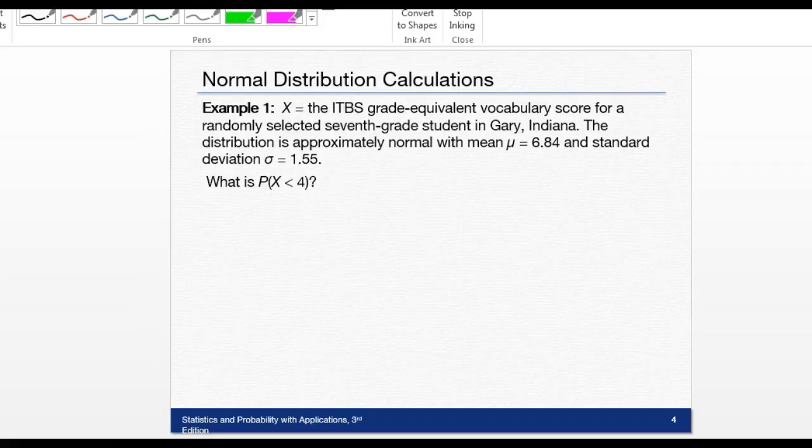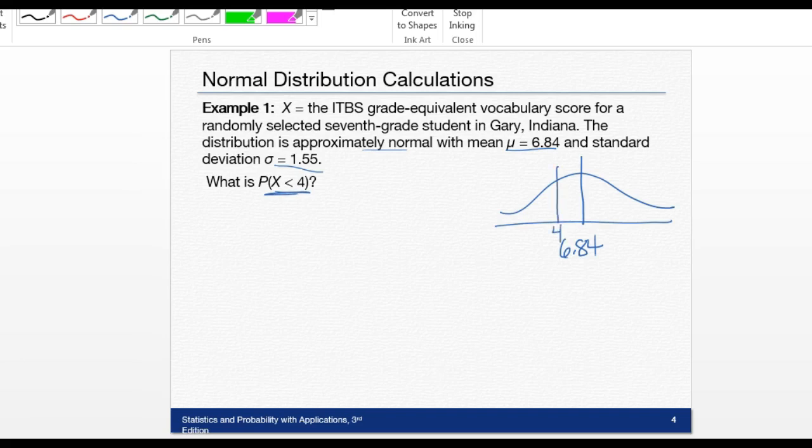All right, example 1. X equals the ITBS grade equivalent vocabulary score for a randomly selected 7th grade student in Gary, Indiana. The distribution is approximately normal with mu equals 6.84 and sigma equals 1.55. So I draw my curve and I put mu in the middle. And standard deviation is 1.55. Okay, so then it says, what's the probability that x is less than 4? Well, 4 would be to the left of 6.84 on the number line. So I want less than 4, so I'm going to go lower.